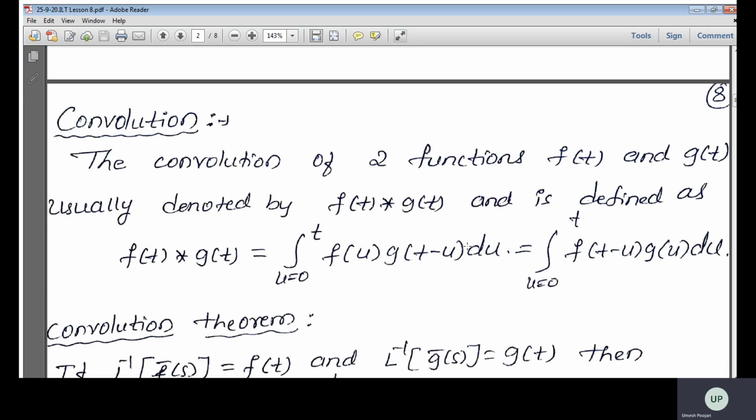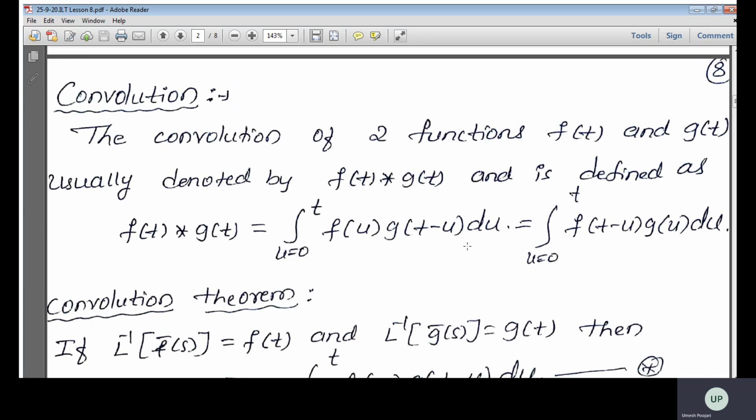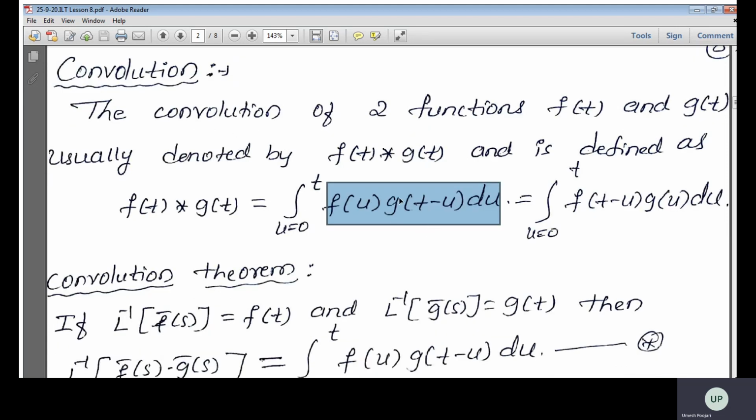We have a theorem called the convolution theorem. Using this particular theorem we can find the inverse Laplace transform. The convolution of two functions f of t and g of t is denoted by f of t star g of t and is defined as the integration of f of u into g of t minus u du. Here u is the variable and t is constant, and the integration is from 0 to t. Or the same integral can also be written as f of t minus u into g of u du, where the integration is from 0 to t. So this is the statement of convolution.